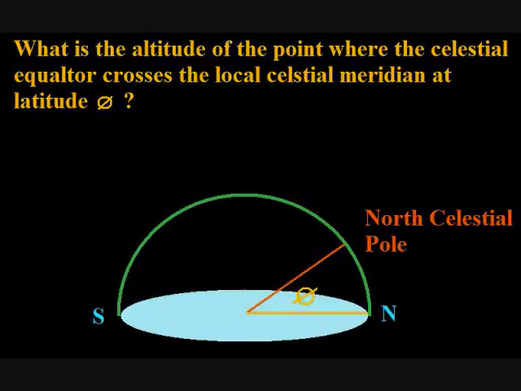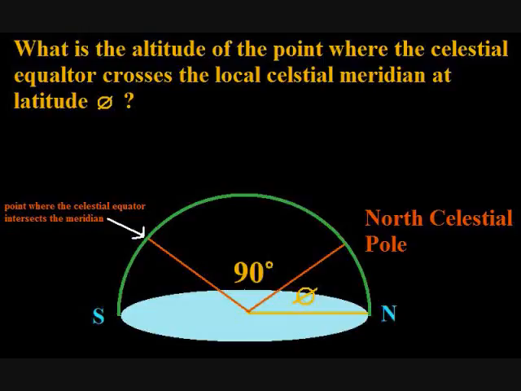Next, draw a line 90 degrees with respect to the north celestial pole. Since the equator is 90 degrees relative to the north celestial pole, this line represents where the equator intersects the meridian. So you draw a line that's 90 degrees to the north celestial pole and then intersects the meridian. And this is the point where the celestial equator intersects the meridian.